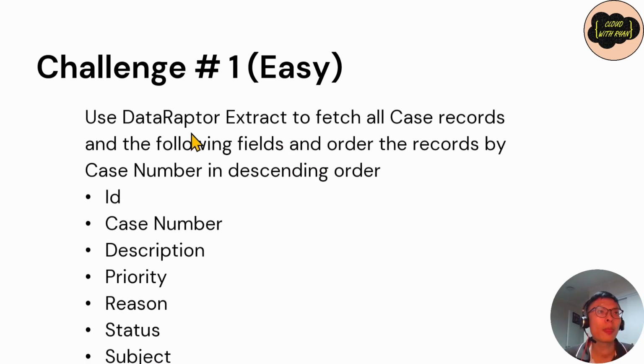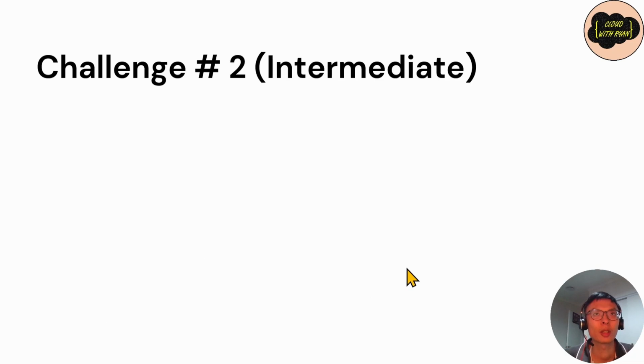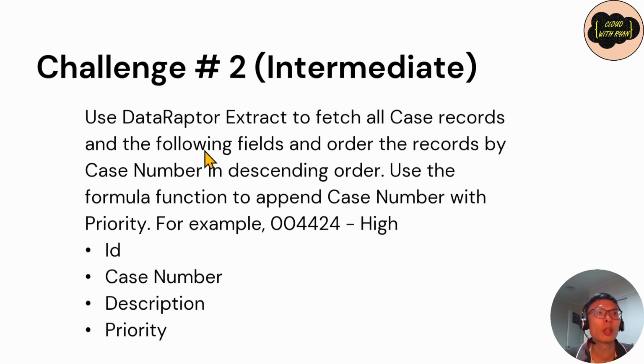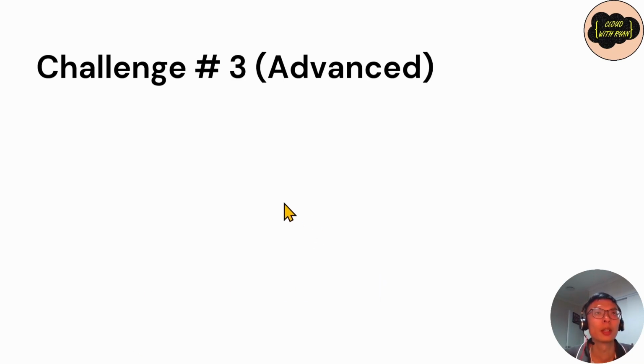Challenge number 1, use DataRaptor extract to fetch all case records and the following fields and order the records by case number in ascending order: ID, case number, description, priority, reason, status, and subject. Challenge number 2, use DataRaptor extract to fetch all case records and the following fields and order the records by case number in descending order. Use the formula function to append case number with priority, for example, 004422-high. ID, case number, description, and priority.